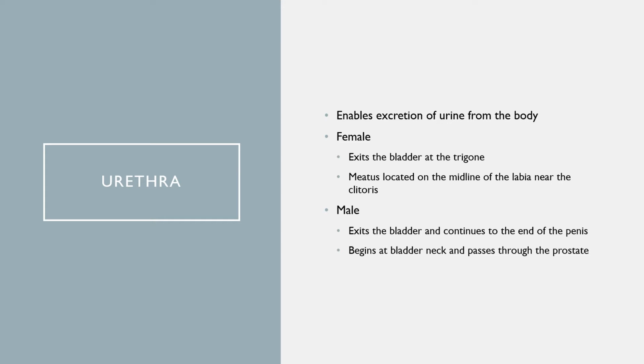All right, the urethra enables excretion of urine from the body. In females, it exits the bladder at the trigone, and the meatus is located on the midline of the labia right near the clitoris. In males, it's going to exit the bladder and continue to the end of the penis. It begins at the bladder neck and it passes through the prostate.